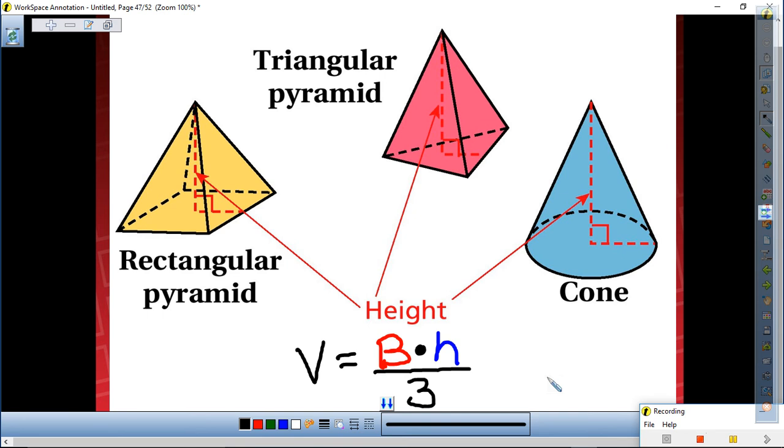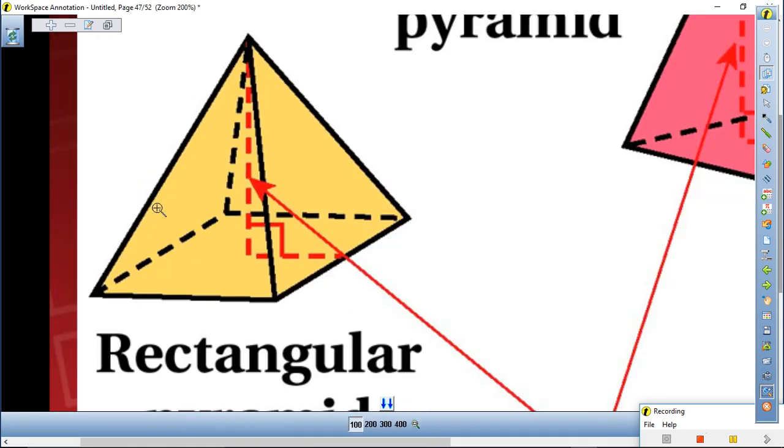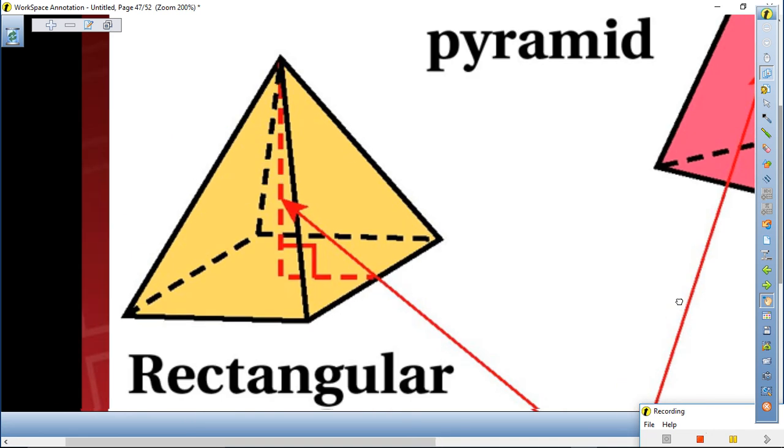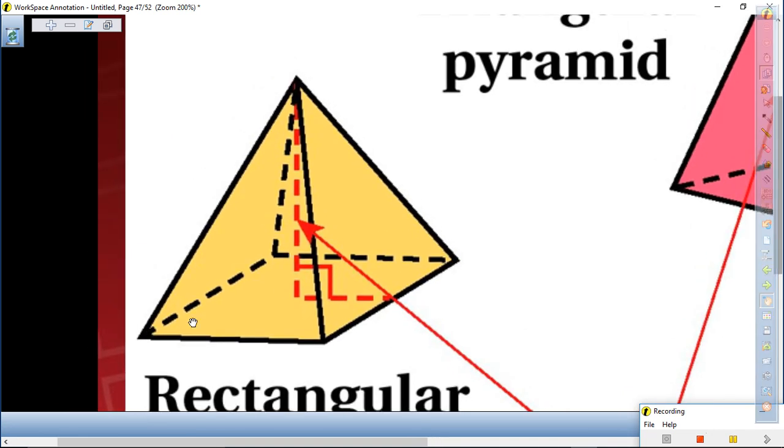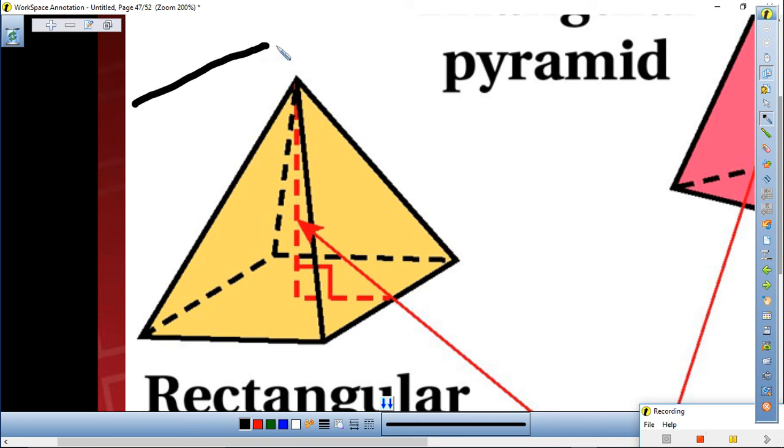Now let me show you the why that is. So put your utensils down, look up to the screen. So look, I'm going to focus right now on the rectangular prism. The pyramid. Look at this pyramid. Here's a rectangle as the base, and it's a rectangular pyramid. Well, guess what? This pyramid comes from a rectangular prism.